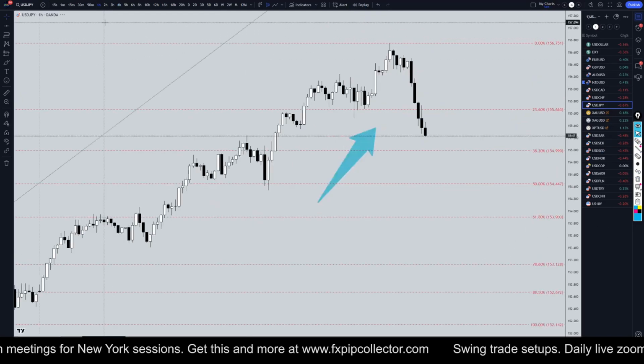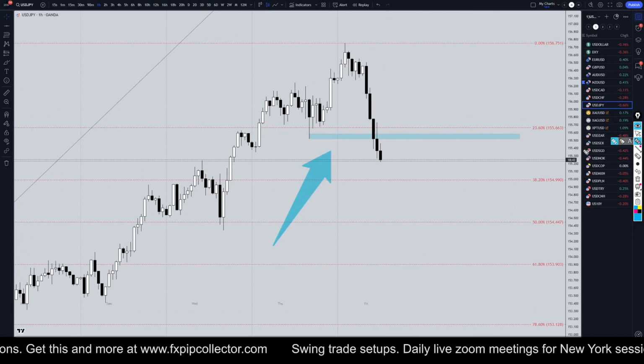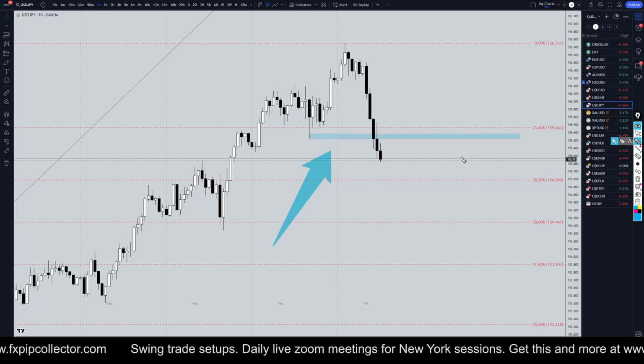Heading down to the 1 hour time frame, like I said, now that we have a breaker structure, I think that we can justify looking for shorts. I personally would only go short on pullbacks. I definitely wouldn't be going short right now.